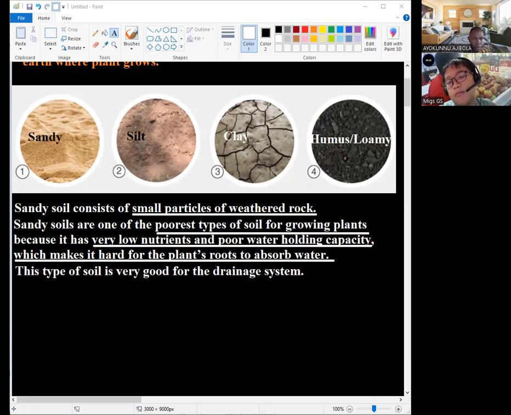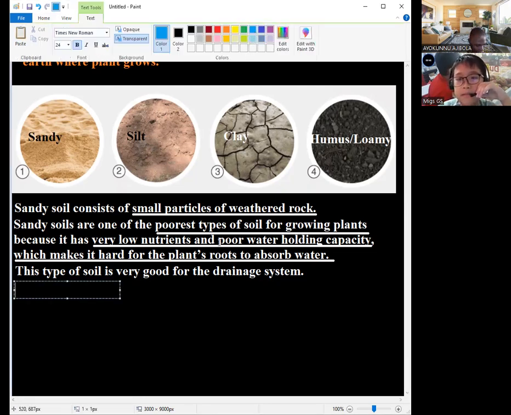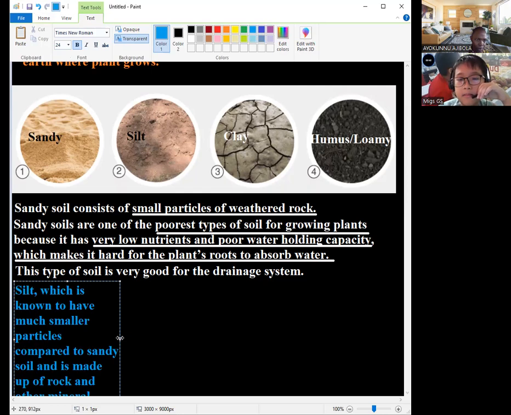Silt is used in agricultural processes to improve soil fertility. So the soil is more fertile when compared to the other three types of soil. So that is talking about silt soil. That's the second one.